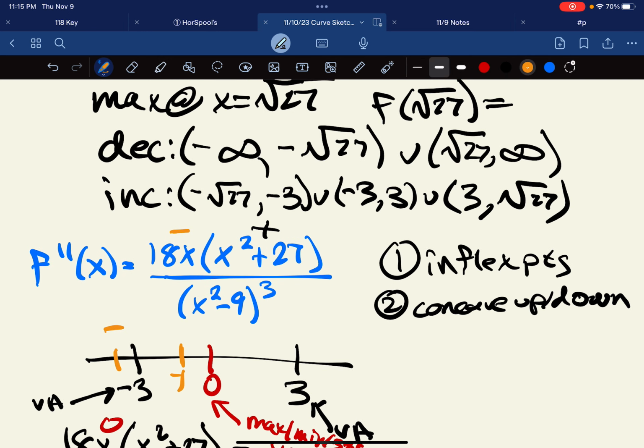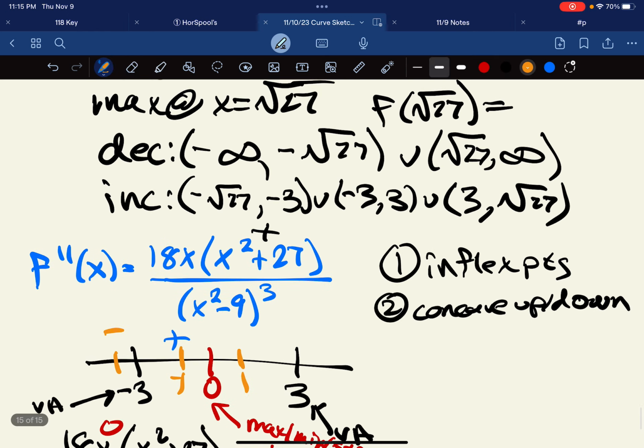This term is going to be negative. And this term is also going to be negative. So we get a negative times a negative, which is a positive. So then something between 0 and 3 could be like 1.